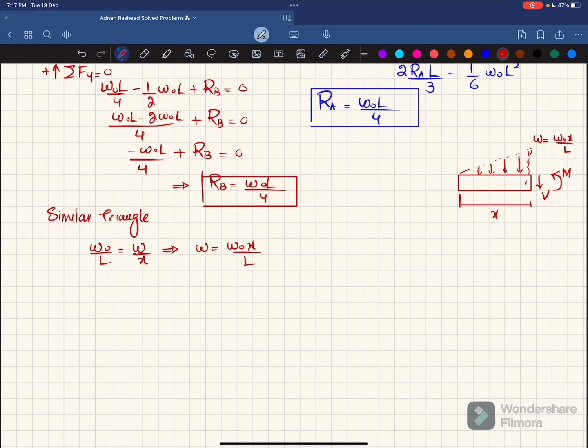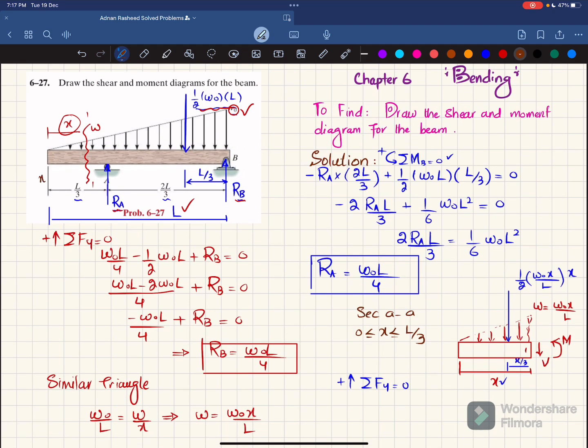Now when you convert this triangular load into a point load or concentrated load, it will be equal to 1 over 2 this load, which is W naught x over L, and the length over which it acts, and that length is x, and that will be acting at a distance of x by 3 from this point 1. Now we'll find this V and moment by using the equation of equilibrium. So the first equation of equilibrium is that the sum of all forces along the y direction must be equal to 0, and upward force is taken as positive. And remember that section AA is for x greater than or equal to 0 and less than or equal to L by 3. So x starts from here at 0, and here you can see x is L by 3.